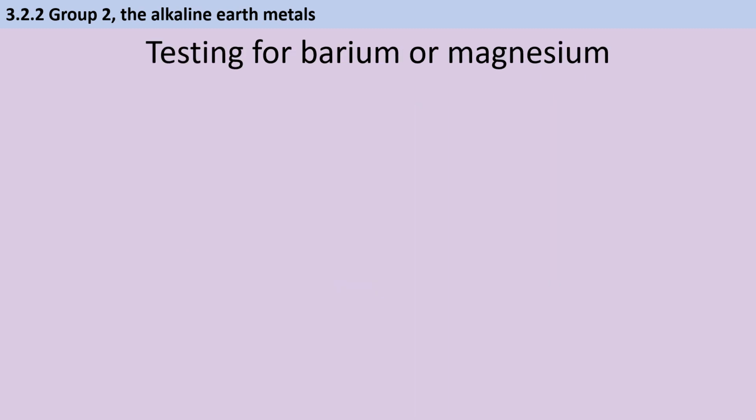We can also use this knowledge in reverse to test for the presence of barium or magnesium ions. So we know that barium sulfate is that white insoluble precipitate, and so if we suspect that we have some barium ions present, then we can test for them by adding a source of soluble sulfate ions. And the obvious way of doing this would be to add some sulfuric acid.